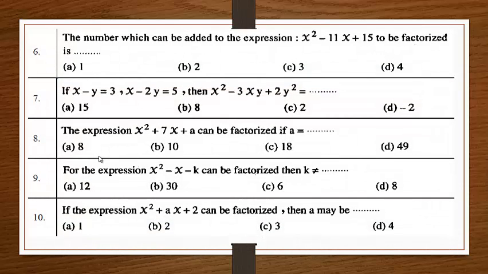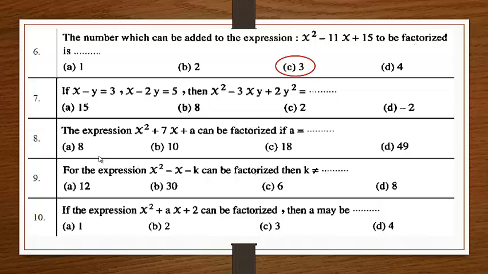The number which can be added to the expression x power 2 minus 11x plus 15 to be factorized is... a number which can be added to the expression so that we can factorize it. The 15, of course: if we want to factorize 15 to two numbers whose product is 15 and whose sum equals 11, there is no such number. So I will add a number to 15. I will add 3 to get 18, because 18 can be factorized to two numbers whose sum equals 11, like 9 times 2.